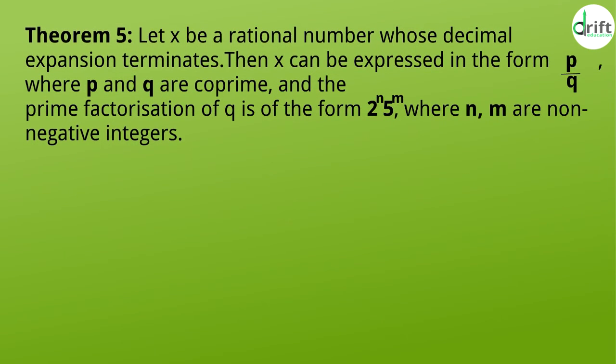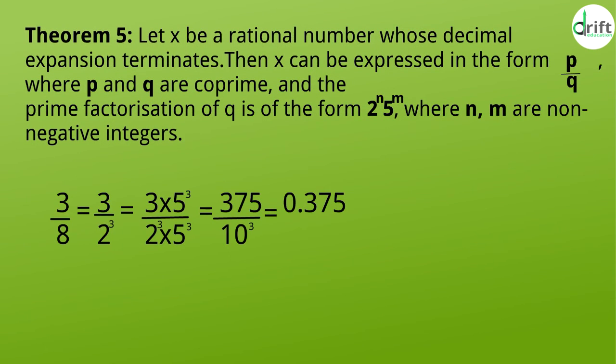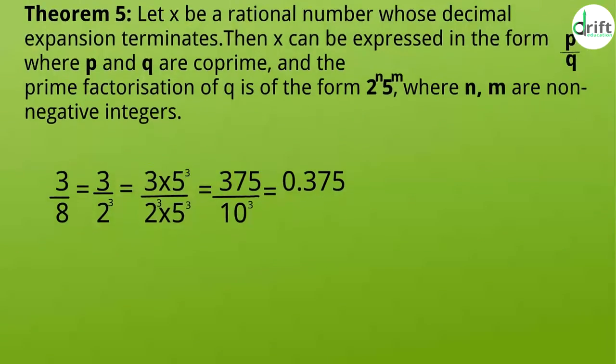For example, we can write 3 by 8 equals 3 by 2 to the power 3. Multiplying 5 to the power 3 on both numerator and denominator, we get 3 into 5 to the power 3 divided by 2 to the power 3 into 5 to the power 3, which gives 375 divided by 10 to the power 3, which is 0.375.